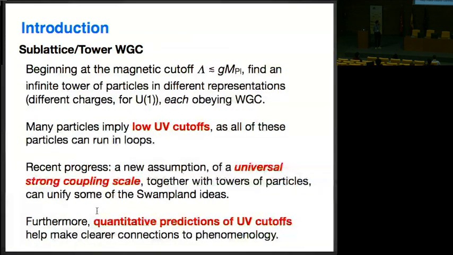Now, the existence of a tower carries an important implication, which is a low ultraviolet cutoff. Because you have many particles, these particles can all run in loops, and so any process you consider is going to interact with many particles, and the higher in energy you go, the more of the particles in the tower it's going to see, and so you get a low ultraviolet cutoff. And the theme of this talk is going to be that those ultraviolet cutoffs can be very interesting. They can shed light possibly on how we should think about these conjectures themselves, and they can also be very powerful for making arguments about phenomenology.